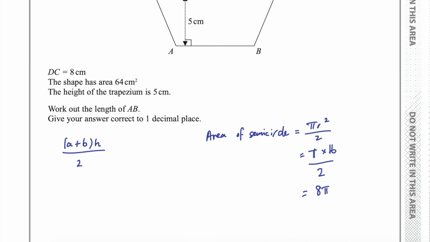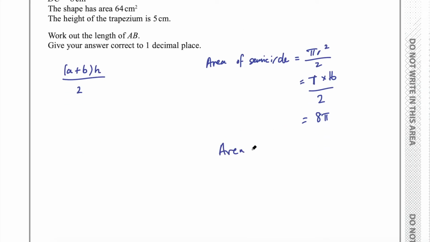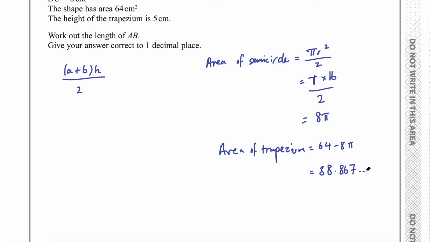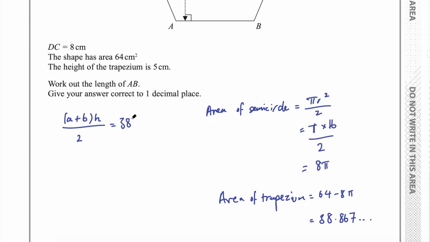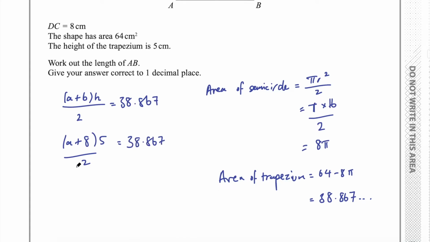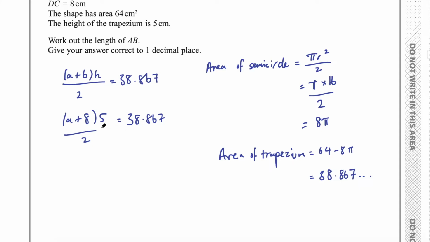So I should show that as well. So the area of the trapezium is going to be 64 take 8 pi, which I got to be 38.867, etc. So now we can say all of this equals the area of the trapezium, which is 38.867. So let's substitute some things here. We know the height, we know the base, so we have a plus 8 multiplied by 5 divided by 2 equals 38.867. Multiply that by 2, divide by 5.